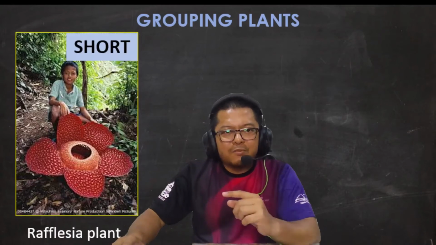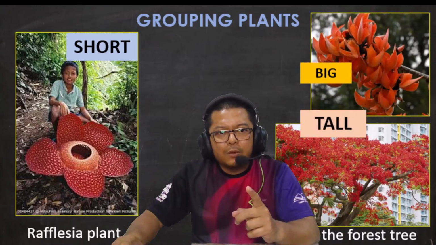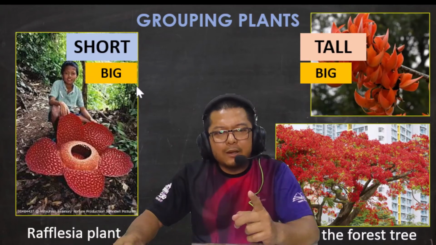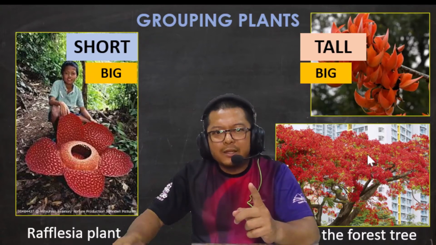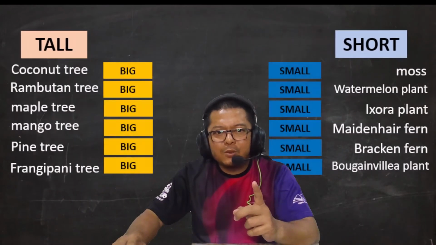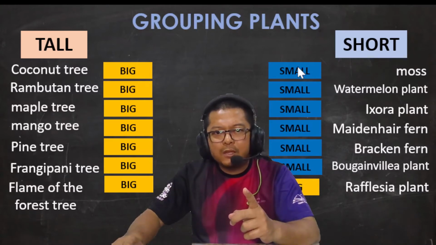Now Rafflesia plant is short, no wrong, and big. Short and big than this child. And flame of the forest tree, tall and big. So we put them in this group. Flame of the forest and Rafflesia plant here, and big. Now there's a difference. Everything is small except Rafflesia is quite big. The flower is big.